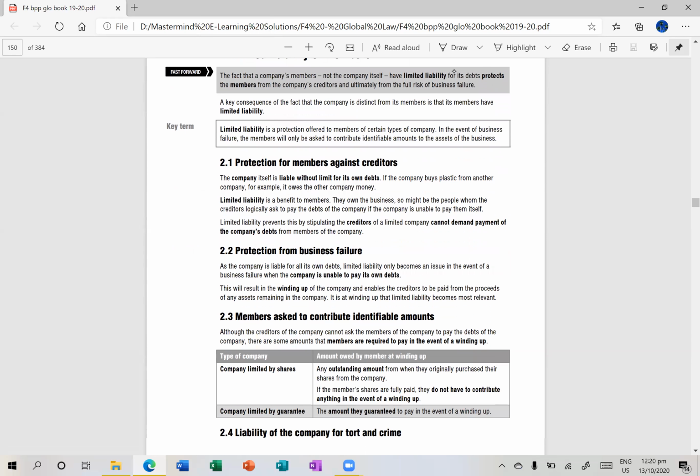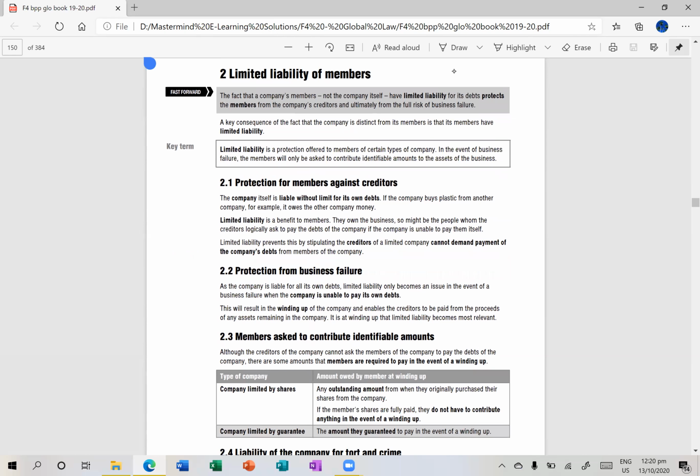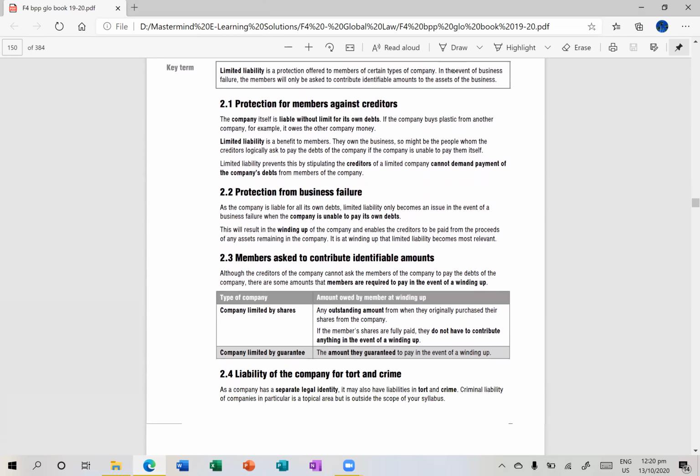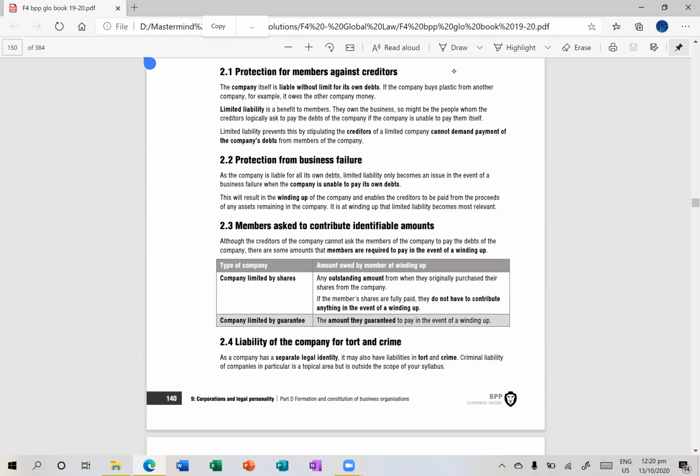I've explained this: limited liability of partners, limited liability of members, protection for members against creditors. Like I told you, if tomorrow the company becomes bankrupt, nobody can demand money from you from your own pocket. So that is a very big protection. Okay. I have explained protection from business failure also.